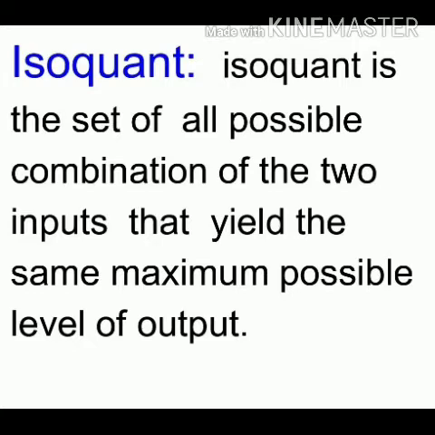Isoquant is a set of all possible combinations of two inputs that yield the same maximum level of output.